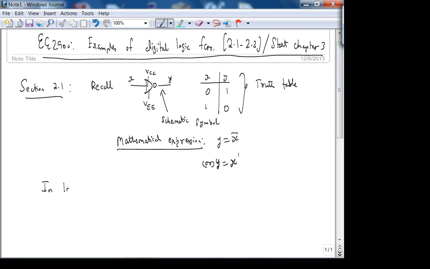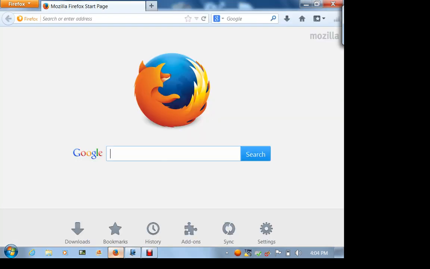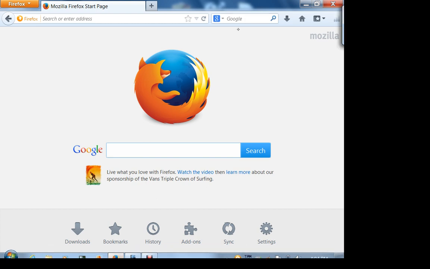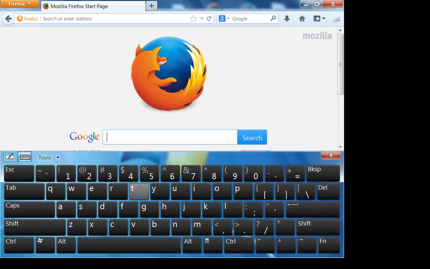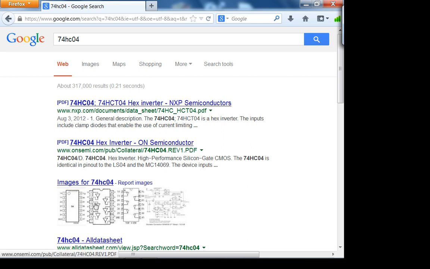Oh, this is what I wanted to mention. In lab next week, you'll be using what is called a 74HC04. HC stands for high-speed CMOS. We'll talk about it later next week before lab. I believe this is a hex inverter. That is, there are six inverters in one chip. And you can Google search and find what is called the data sheet, which gives you all the information on this 74HC04.